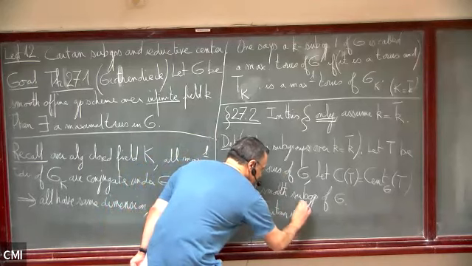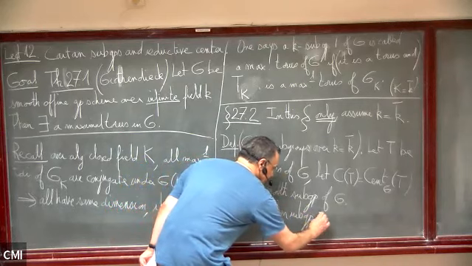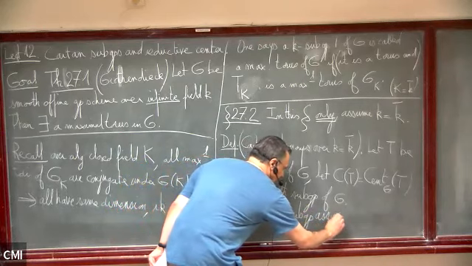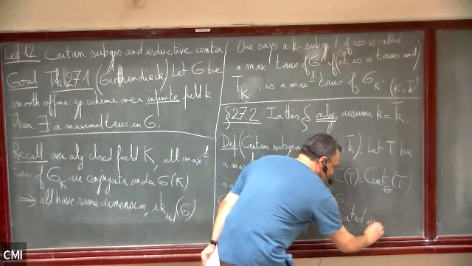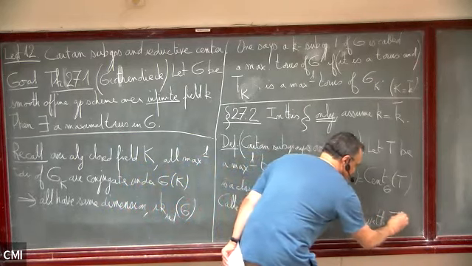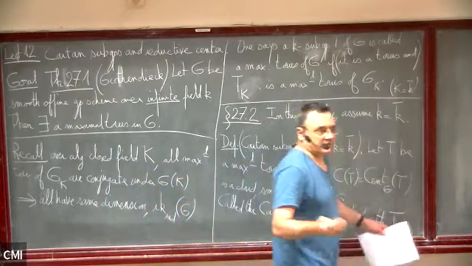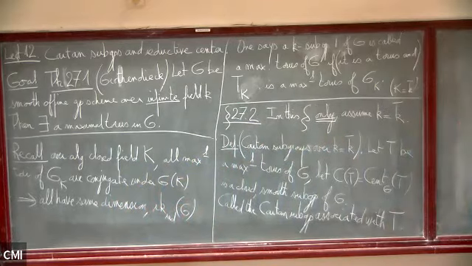Cartan subgroup associated with... Okay, so over an algebraically closed field, a Cartan subgroup by definition is the centralizer of a maximal torus.